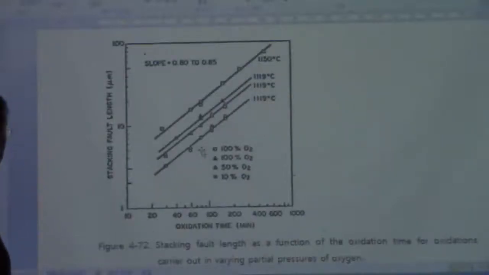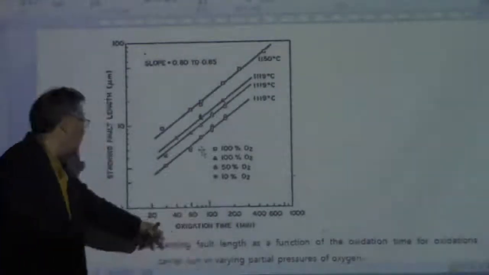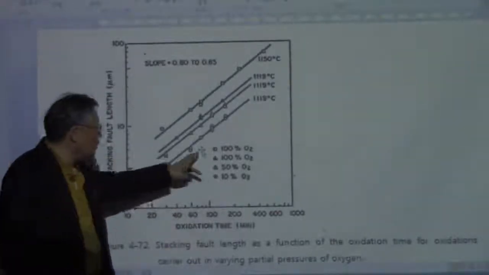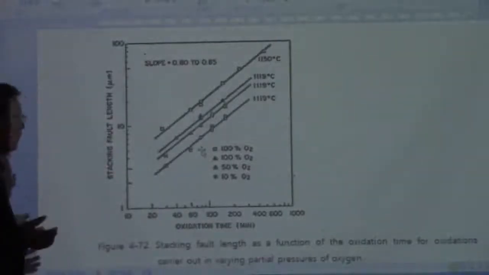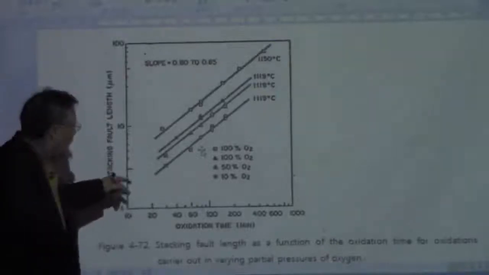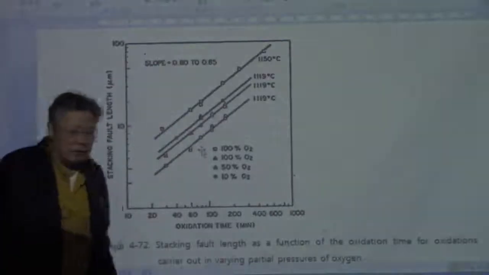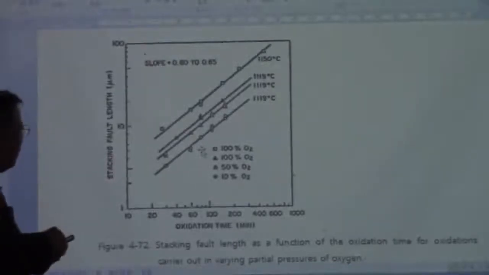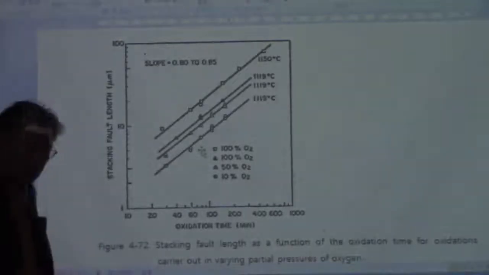And here's another plot, stacking fault length in the y-axis, and the oxidation time. And now in this experiment, we change the oxygen concentration in the oxidation. We change the environment, okay? And then as you can see, if we increase the oxidation, then it is going to enhance the stacking fault growth. So temperature and oxygen concentration in air will enhance the stacking fault growth.